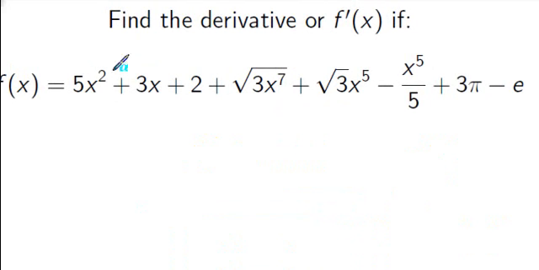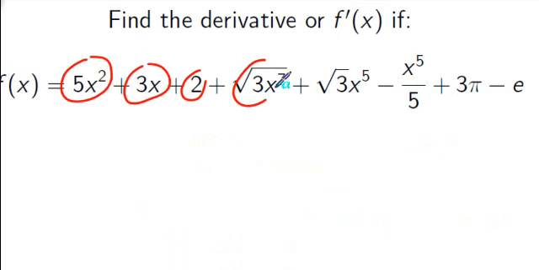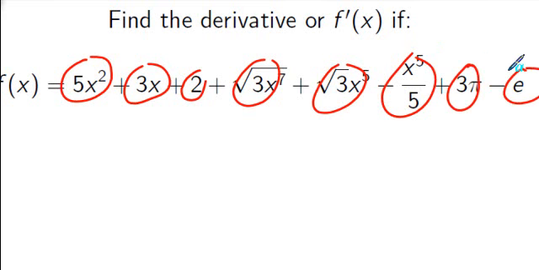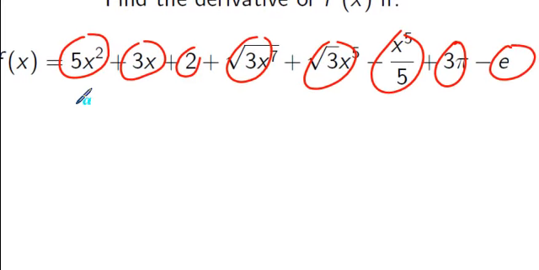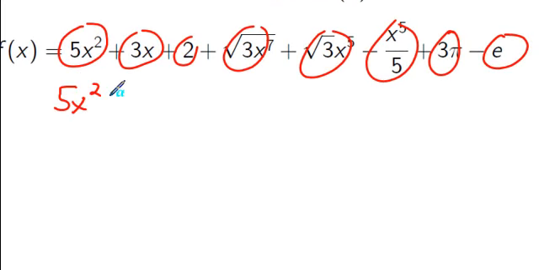We know by the sum and difference rule, because of these plus signs and minus signs in here, that I can evaluate each term individually. So before I do that in panic mode, let's just break it down. I'm not going to be evaluating those guys. I also see some radicals here, so let's go ahead and rewrite a couple of these. Well, that's going to be 5x squared plus the 3x plus the 2.